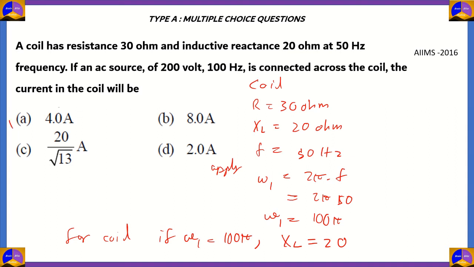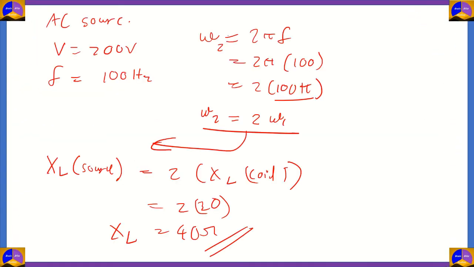So therefore option A, 4.0 amperes is the right option. And for that, all we had to do was to use the formula for angular frequency, which is equal to 2 pi f for the two different conditions, and then use Ohm's law in order to find the current.